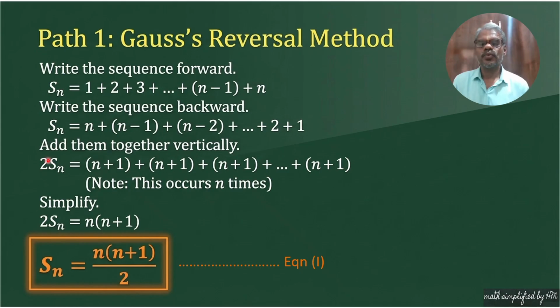So we get 2Sn = (n + 1) + (n + 1) + (n + 1) + ... + (n + 1). Note this occurs n times. So simplifying, we get 2Sn = n(n + 1). Dividing both sides by 2, we get Sn = n(n + 1)/2. Name this as equation 1.